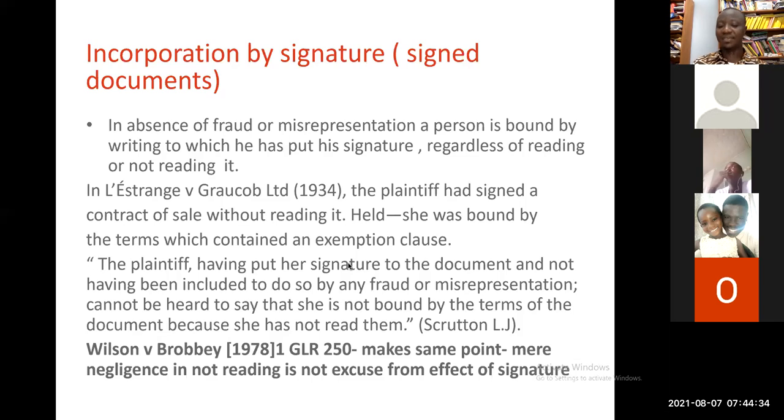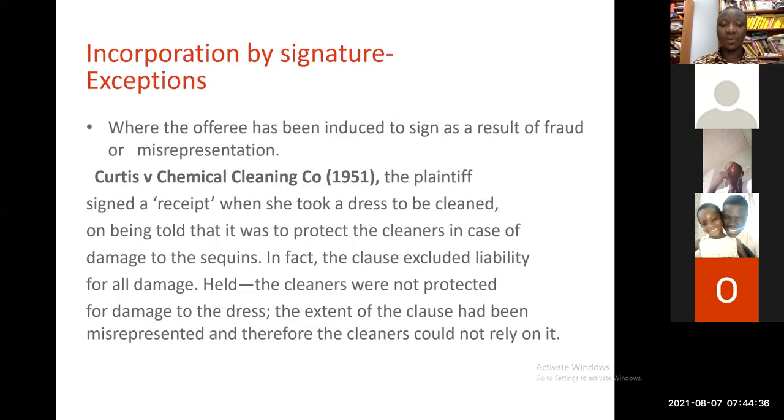It doesn't matter that you did not read the document. If you did not read it, you are still bound by it. But again, as I indicated, if you sign as a result of some deception, fraud, or misrepresentation, then you are not bound by it, as happened in Curtis v Chemical Cleaning Limited. And you remember that in that case, the woman, having given the wedding gown, was given a document by the laundry attendant to sign.